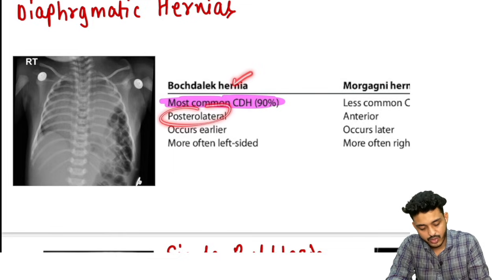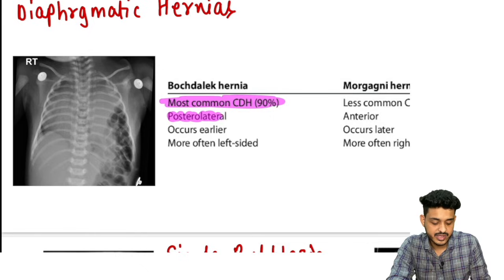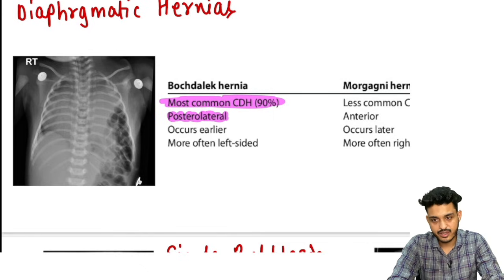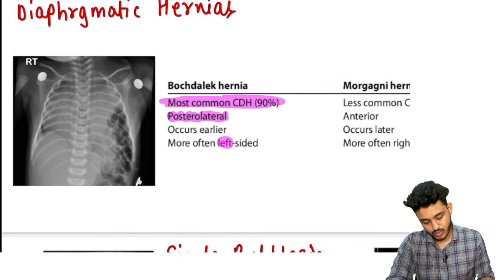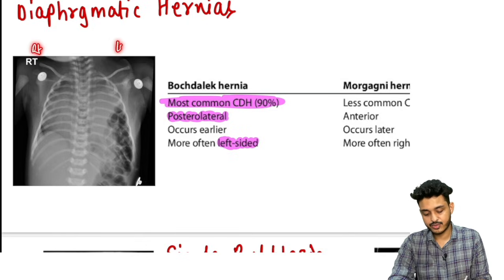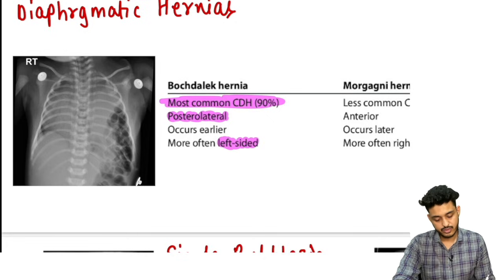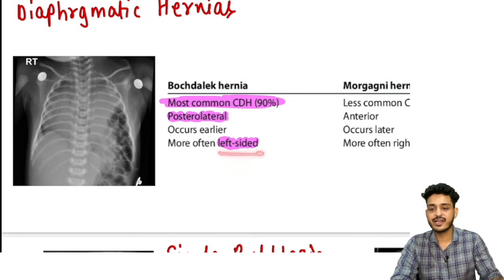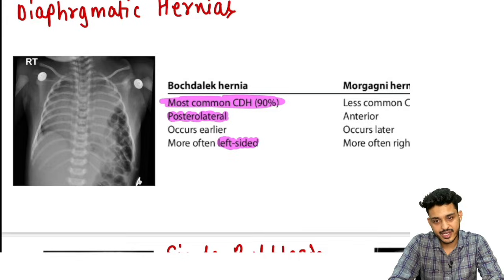What kind of defect is this going to have? Always remember, this is going to have a posterolateral defect, and generally it is more often on the left side. Remember, this is the right side, this is the left side. So this is going to be a left sided hernia. This is known as Bochdalek hernia.